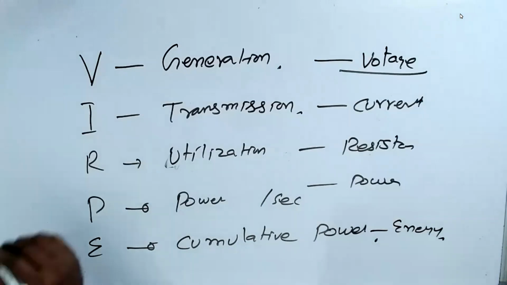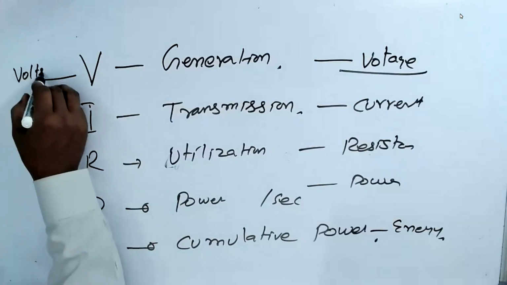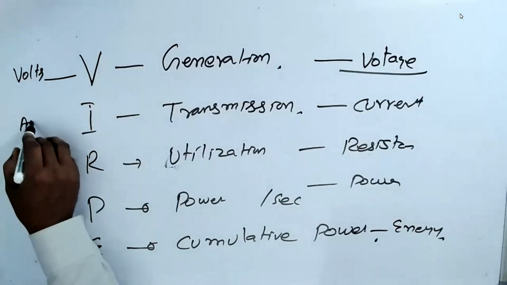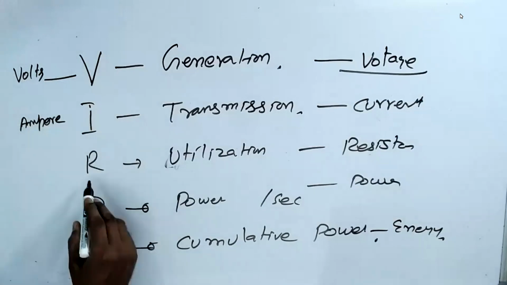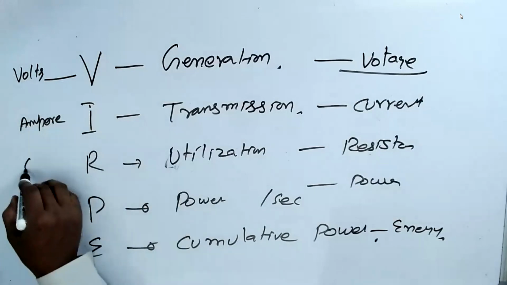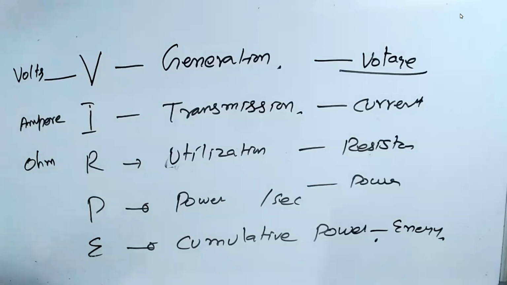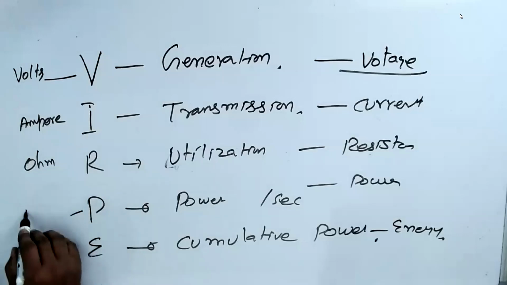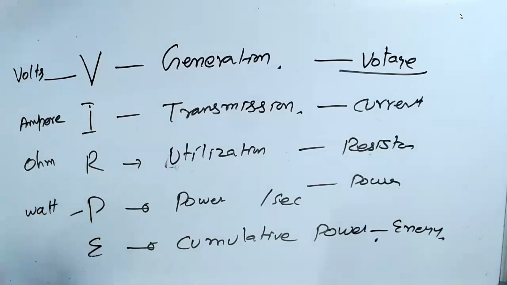Okay. And the unit is volts, ampere, ohm. And power is watt. And this is watt seconds or hours, depending on how much you accumulate. If you accumulate for a few seconds, then it's called watt seconds. If you accumulate for a few minutes, then it's watt minutes. So it has both. You have to multiply with this also. So watt into time multiplication gives you energy.